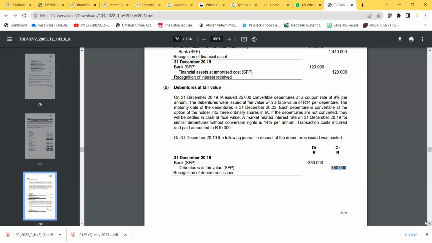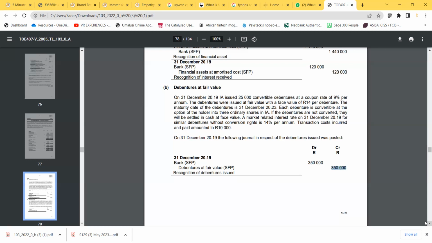So it's very important to identify who has the option. If they don't tell you who has the option to make the decision, then you always split it between an equity and a liability component. Okay, so they say if the debentures are not converted, they will be settled in cash at face value. So if it's not converted, we'll have a full liability.